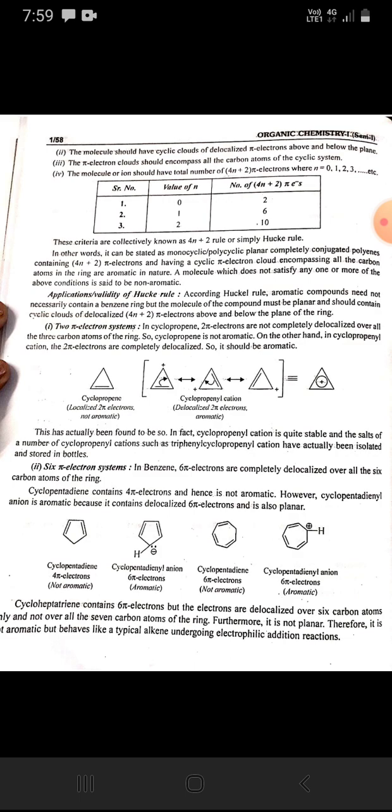Cycloheptatriene contains 6 pi electrons, but the electrons are delocalized over 6 carbon atoms only and not over all the 7 carbon atoms of the ring. Furthermore, it is not planar. Therefore, it is not aromatic but behaves like a typical alkene undergoing electrophilic addition reactions. Cycloheptatrienyl cation, the tropylium ion, on the other hand, is planar and also has 6 pi electrons, which are completely delocalized over the entire cyclic system and hence is aromatic.